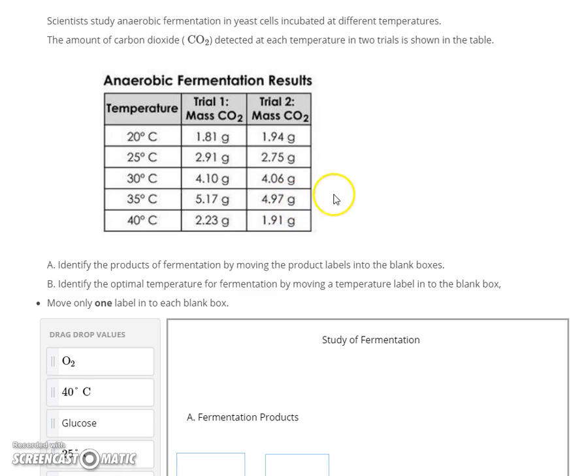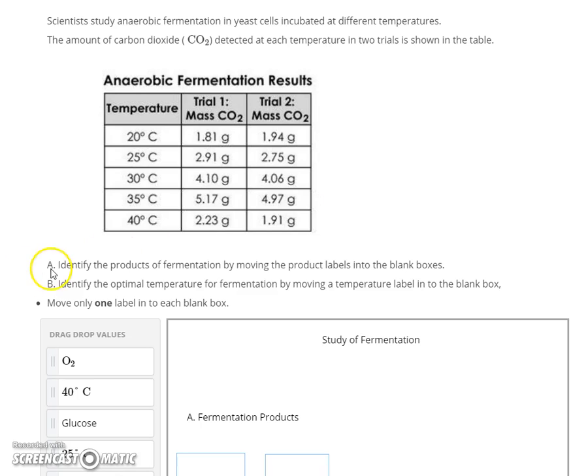Alright, this one is about fermentation. Fermentation is a process that happens when there's not enough oxygen for cellular respiration to occur. Fermentation is going to help a cell to make a little bit of extra energy when it's past its limits. Usually we're talking about when we run out of oxygen and there's not enough oxygen to allow respiration to happen.